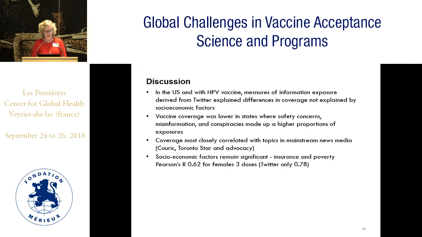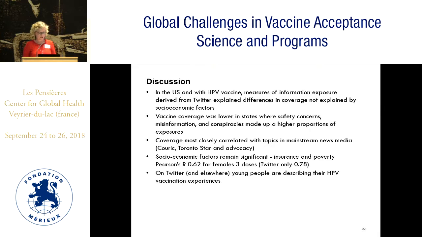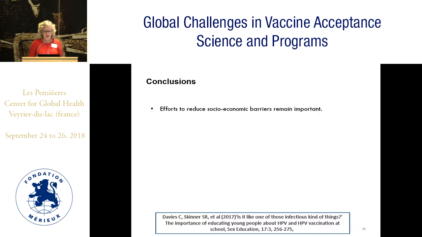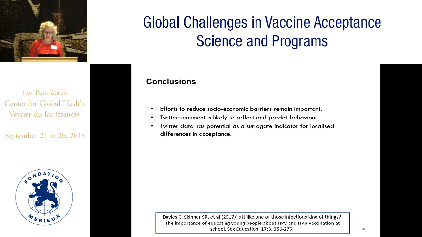And I want to point out here that socioeconomic factors remain significant. For example, with three-dose completion for females, the correlation with insurance and poverty was 0.62. So that's still an important finding, and I think we can't ignore the base rate there. And on Twitter and elsewhere, young people are describing their HPV vaccination experiences. So what does this mean? The efforts to continue to reduce socioeconomic barriers remain important. That Twitter sentiment is likely to both reflect and predict behaviour. That Twitter data has the potential as a surrogate indicator for localised differences in acceptance.